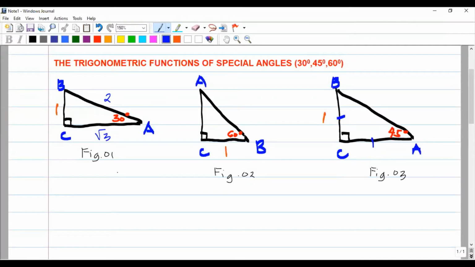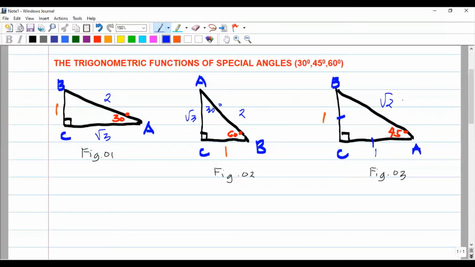Figure 2 is the same as figure 1. So angle A here is our 30 degrees. Therefore, that is 1. And the side opposite 60 degrees is the square root of 3 side length. And we have 2 here. In figure 3, the two legs are congruent. So we have 1 here also. And the longest side is the hypotenuse, which is square root of 2 times the side opposite one of its legs. Okay. So we have square root of 2.